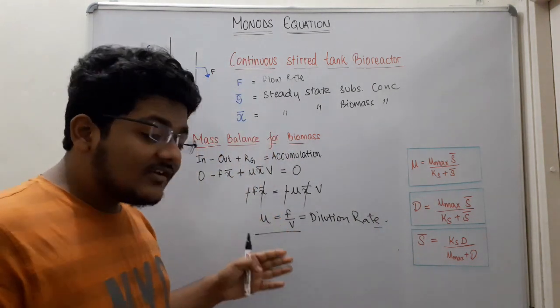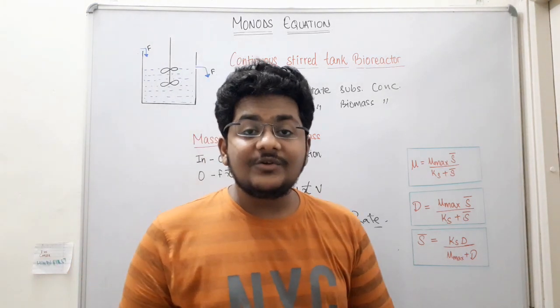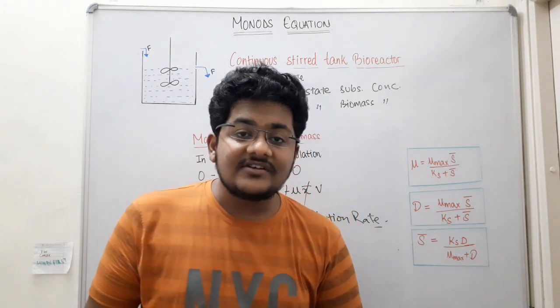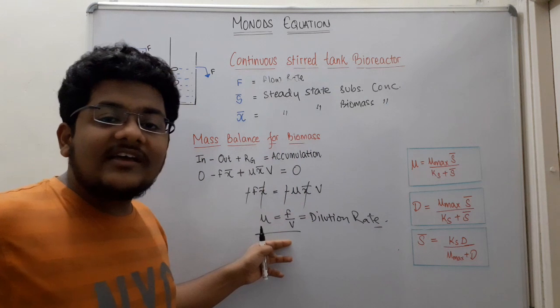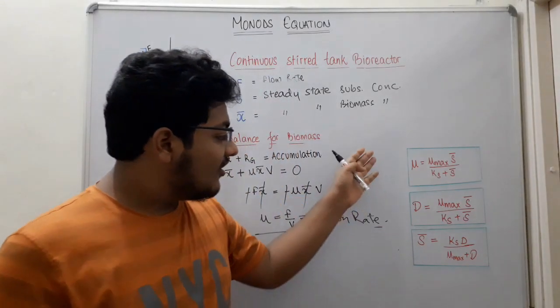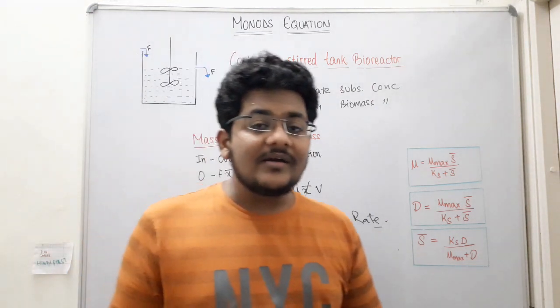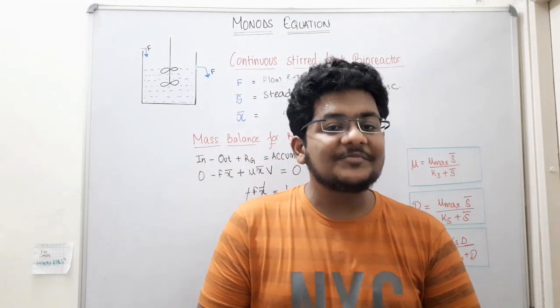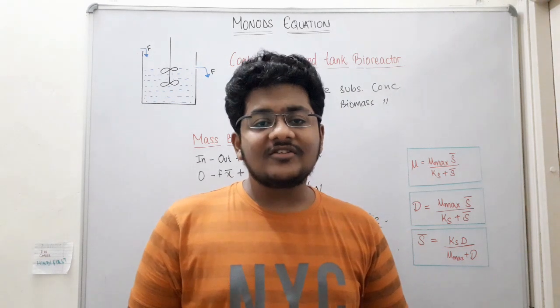Now we have a formula for dilution rate. We can find the dilution rate, and the dilution rate equals F by V. We can find the flow rate if the volume is given. So now we have all these formulas to work with, and I am going to give you a few questions in the description of this video. So please do solve those questions.